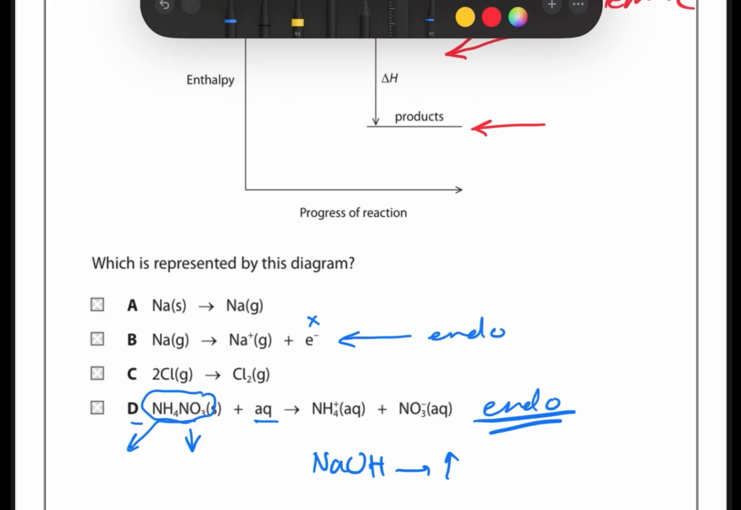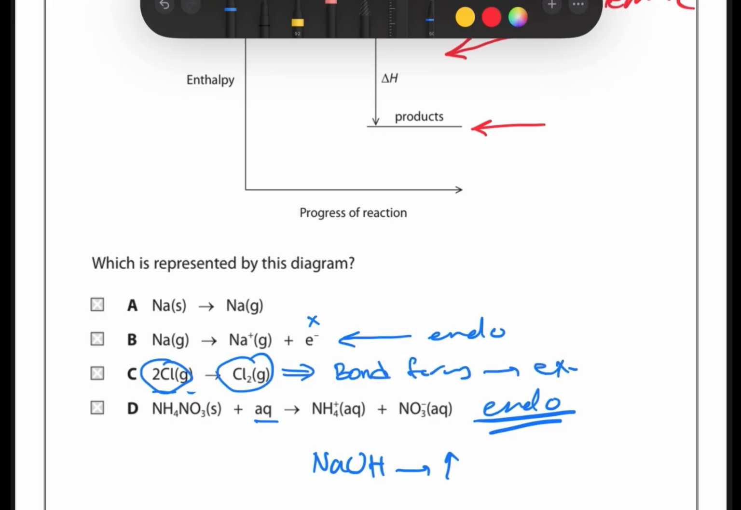And finally, let's go to C. As we noticed, we have two chlorine atoms that finally bond to each other. So we can notice that this is a bond forming process, and the bond forming process is definitely exothermic. Based on that, the answer is C.